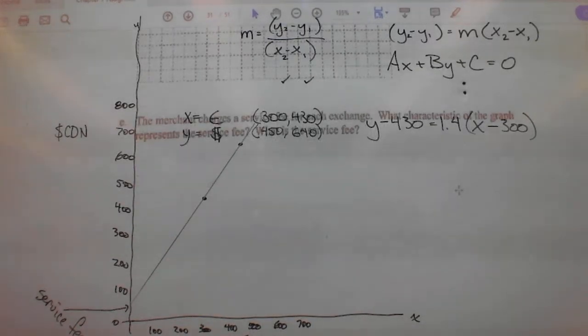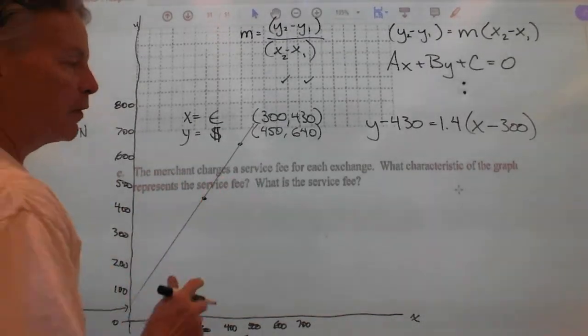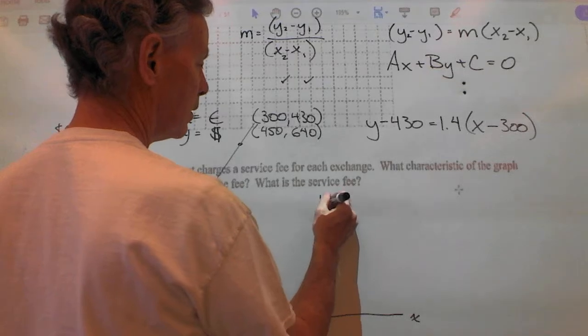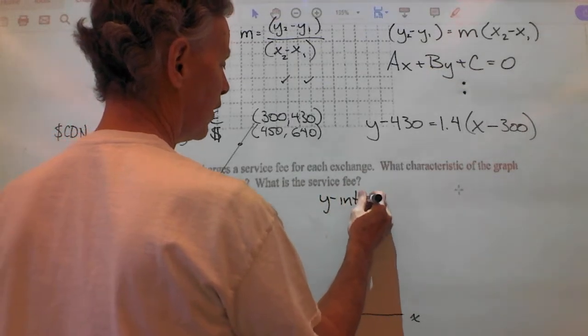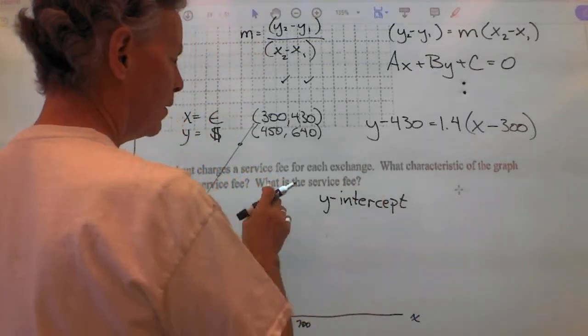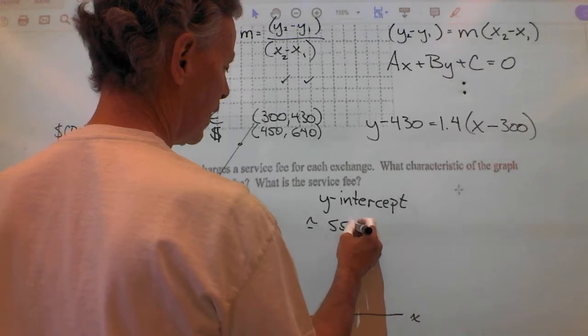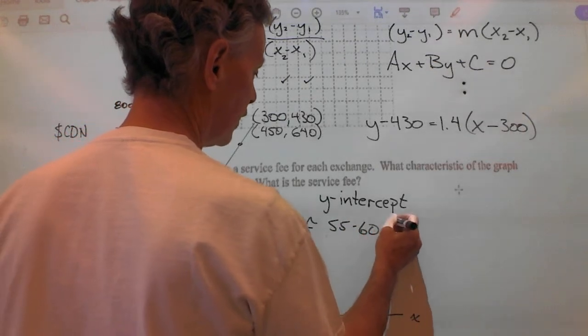So what is the service fee? So what characteristic represents the service fee? Y-intercept. And what is the service fee? Somewhere around 55 to $60.